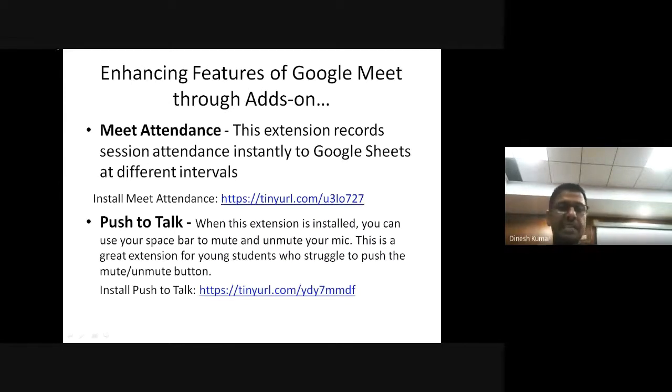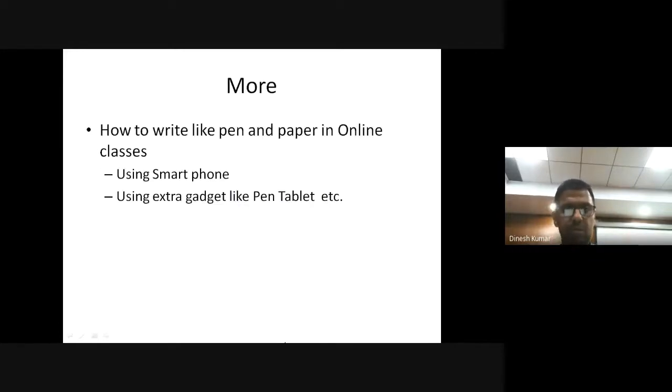Then we have Meet Attendance. This facility is also not there in Google Meet, but we can add this extension, and then we can have a separate Excel sheet that will give you the attendance at different intervals of time. And this is Push to Talk. When this extension is installed, you can use your space bar to mute and unmute your mic. This is a very short button through which you can mute and unmute yourself.